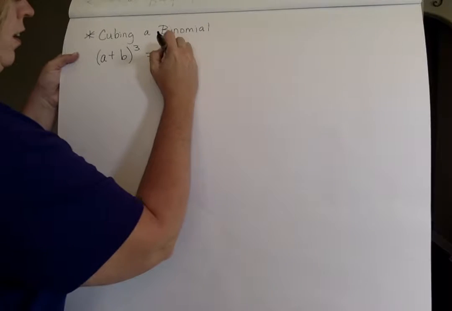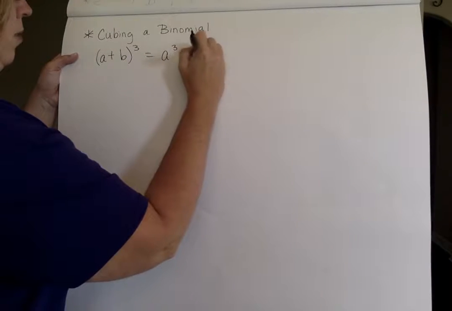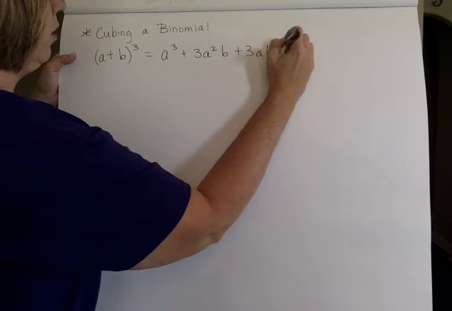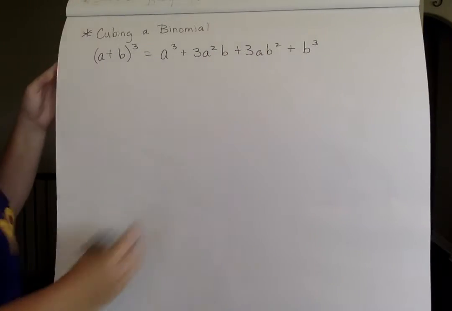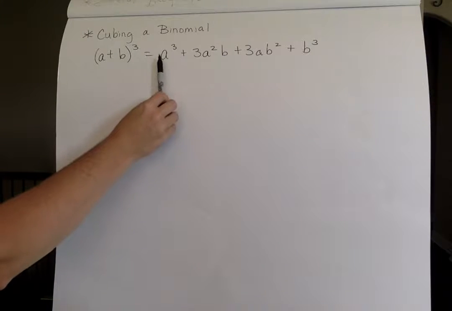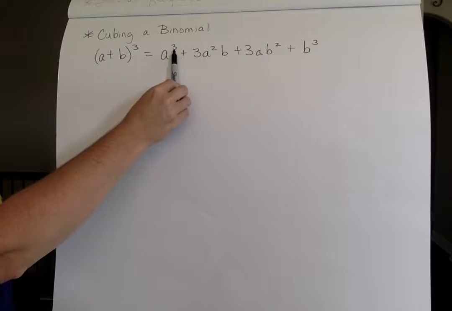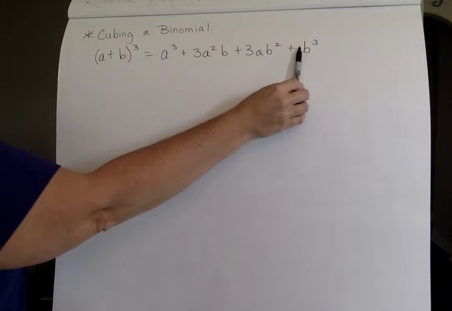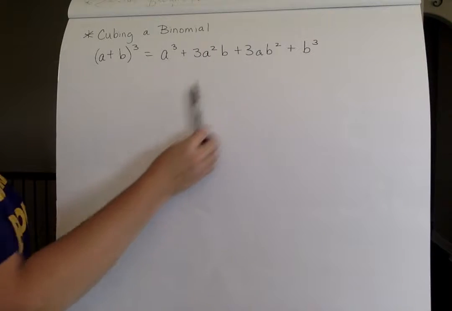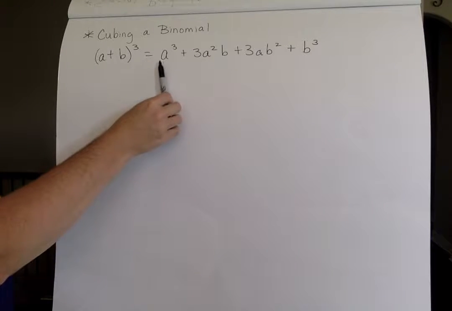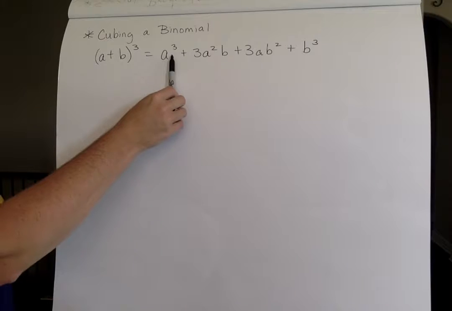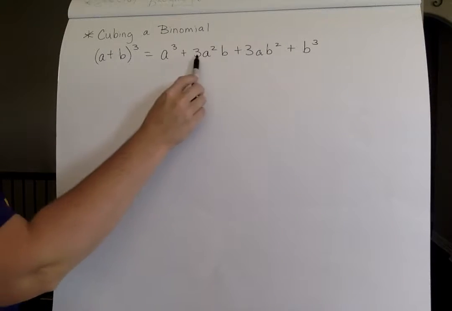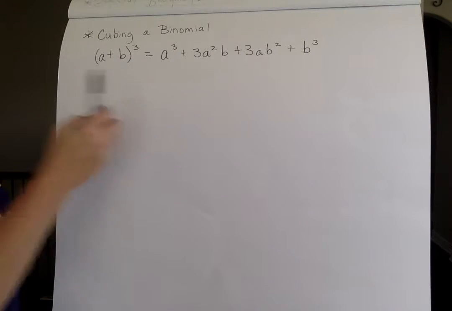So we have a cubed plus 3a squared b plus 3ab squared plus b cubed. The thing I want you to notice about this pattern is that for each term, the power of a goes down, right? This is a cubed, a squared, a to the first, a to the 0, there is no a. And the powers of b go up. So we have b to the 0, b to the first, b to the second, and then b to the third. The hard thing will be remembering these coefficients of 3.